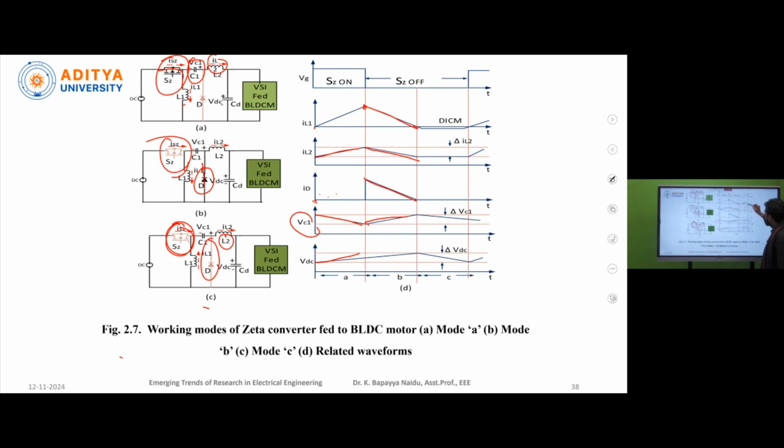Now if you are observing the different currents in L1, L2, and voltage variations across these capacitors VC1 and VDC, at every instant of time it will be varying. Okay, these are the different working modes of this zeta converter.